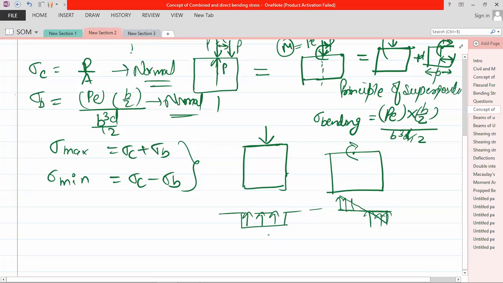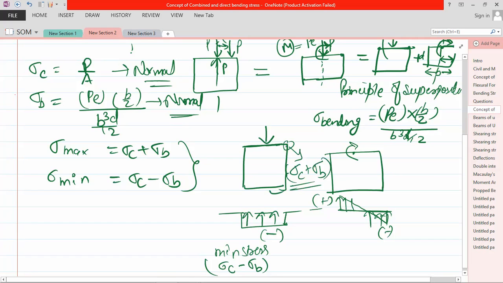Because compressive is negative, here compressive is negative and this is positive. So here you got minimum stress, that is sigma compressive minus sigma bending, and bending is tensile here. But at this point, you are getting sigma compressive plus sigma bending, because both are compressive on this face. But here, because of the bending, this portion is tensile and this portion is compressive. I hope everyone is getting what I am trying to say.